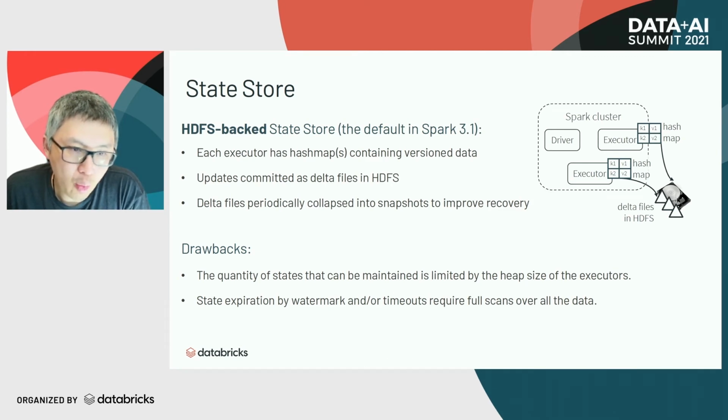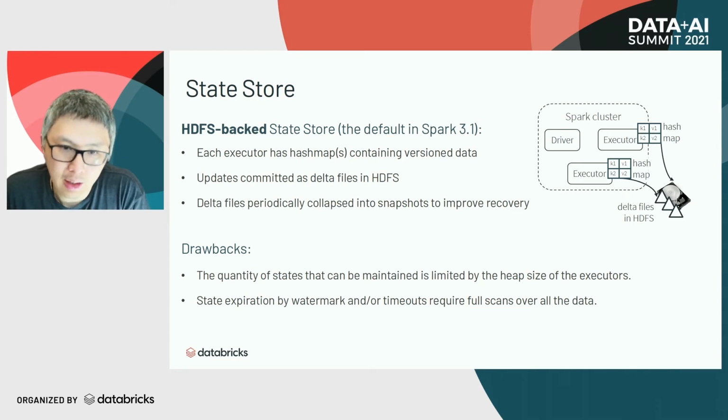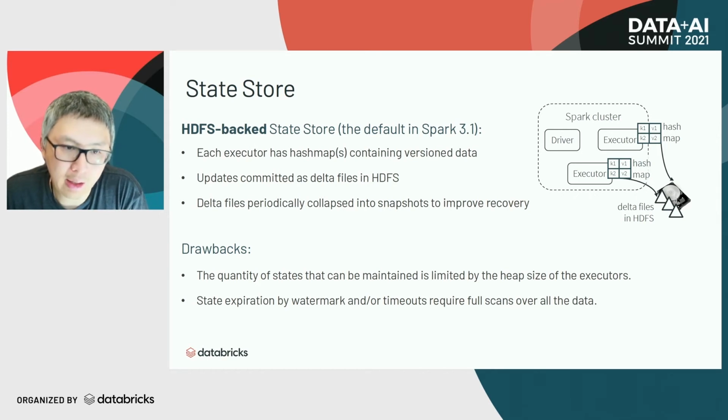In Spark 3.1, the default state store is the HDFS-based state store. When the stateful queries are processing data in Spark workers, the state data is stored in an in-memory hash map. And the state updates are committed as a data file in a state store in the worker. These data files are periodically collapsed into snapshot files to improve recovery efficiency. However, this solution has 2 major drawbacks.